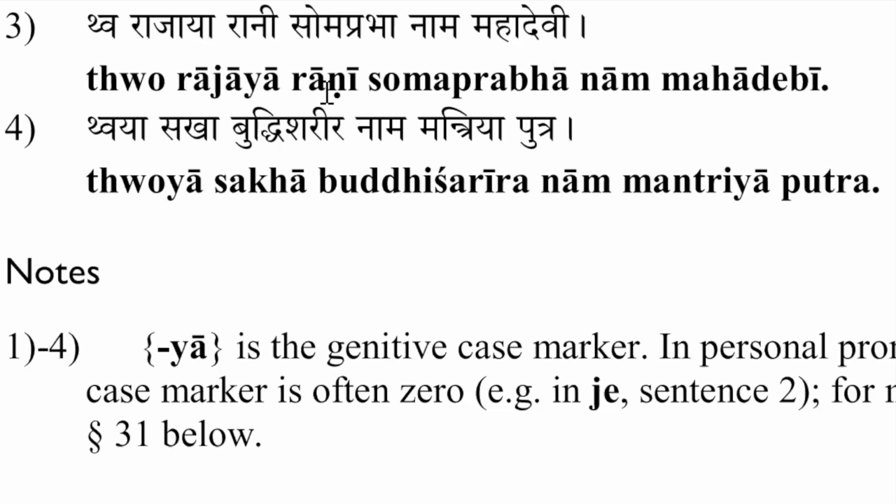So To is this. Raja is king. Raja Ya is the genitive ending. Rani is the queen. So the queen of this king is Mahadevi, a great queen. Nama named as Somaprabha. It's also a Sanskrit name. Soma is the moon and Prabha is light, so moonlight, a very beautiful name.